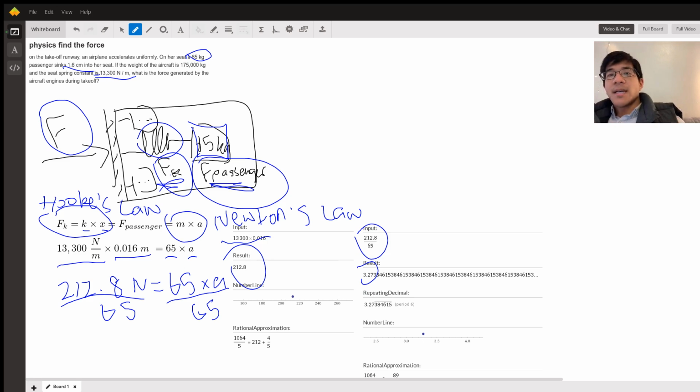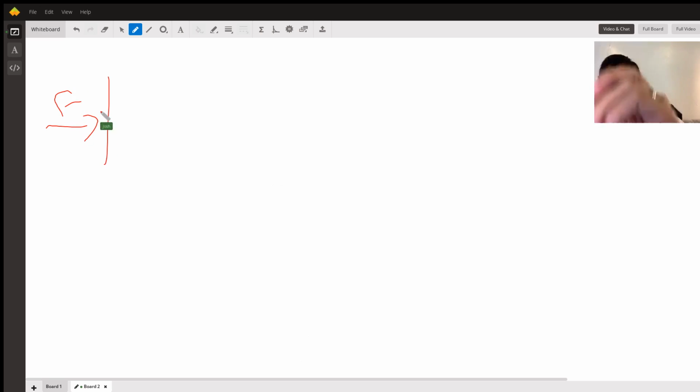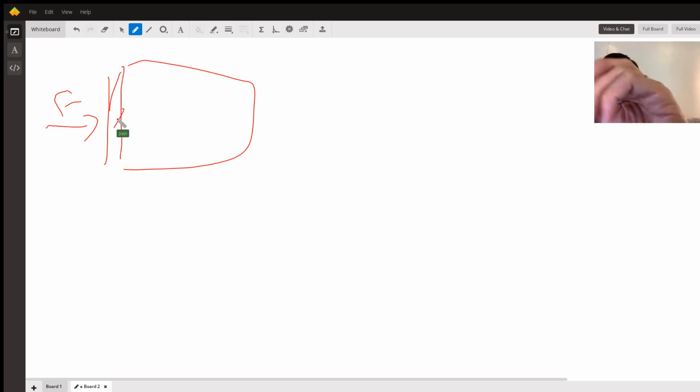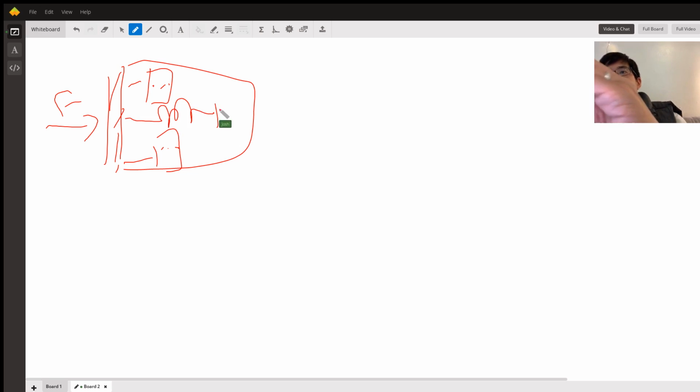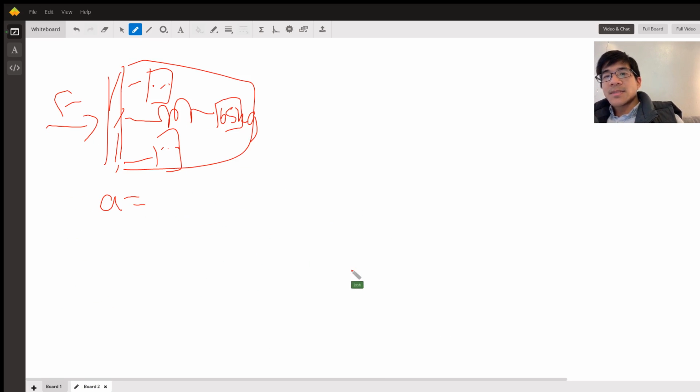So if I consider my entire system again, the thrust on the plane is accelerating everything on the plane, this spring and the passenger. Everything's accelerating at the same rate. So the acceleration we figured out already was 3.27 meters per second squared.